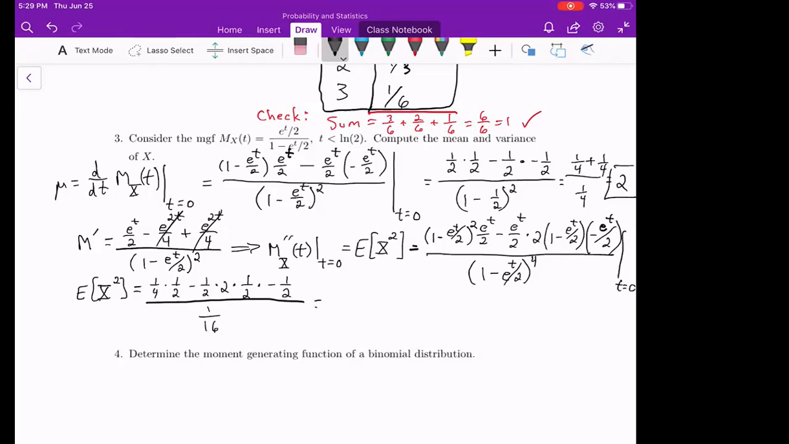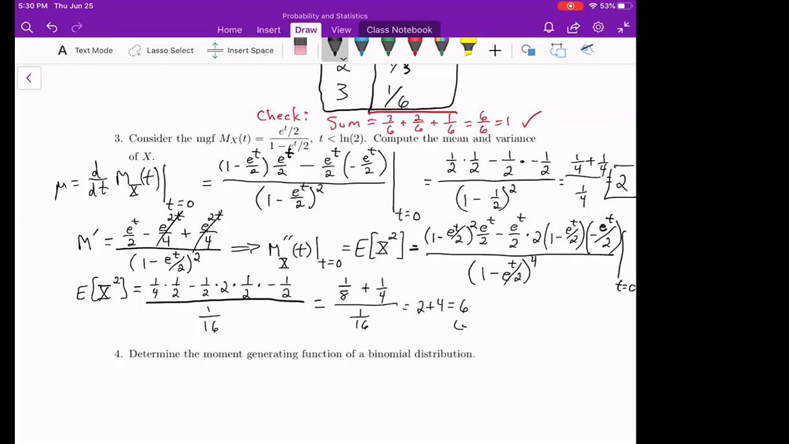And now we could start simplifying. So this is going to be 1/4 times 1/2 is 1/8. I've got 2 minus signs, so this is going to be plus. You've got 1/2 times 2 is 1, times a half times a half is 1/4, all over 1/16. And so when you multiply the top by the reciprocal of the bottom, you're going to get 2 plus 4 equals 6.